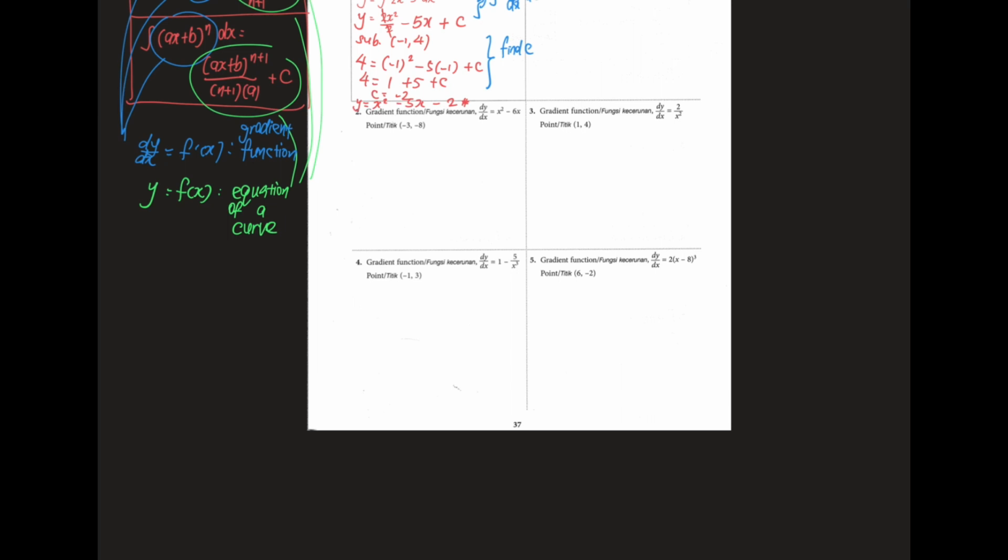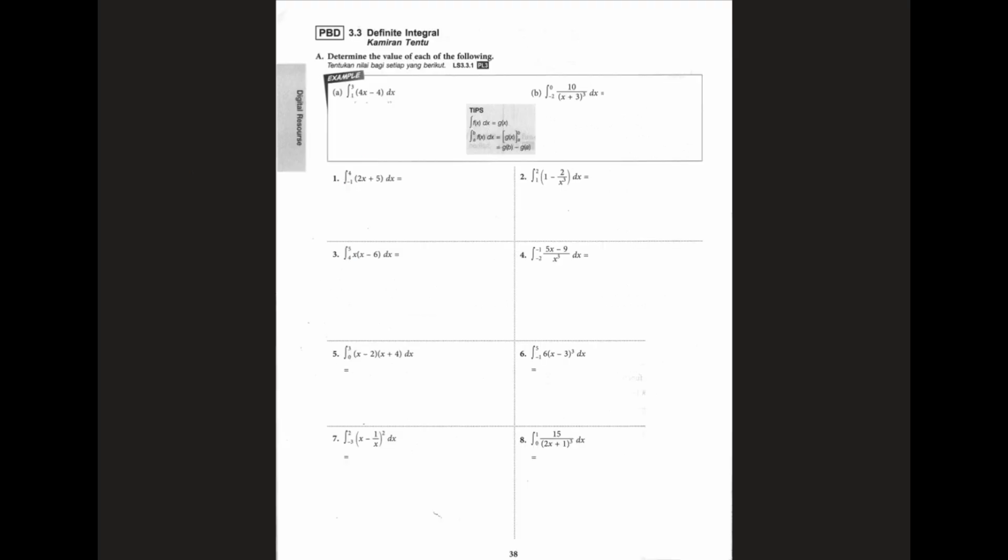Okay, so remember sometimes we have to use the third formula also. For example, like this one, number 5. If you meet something like this, 2x minus 8 to the power of 3, then you have to use the third formula. The third formula to integrate will be like this, and at the end you will get the equation of the curve also. You just need to use this formula to handle it. Okay, so let's move on.